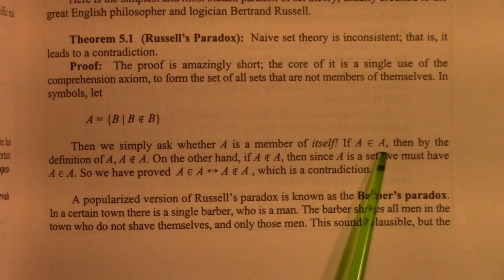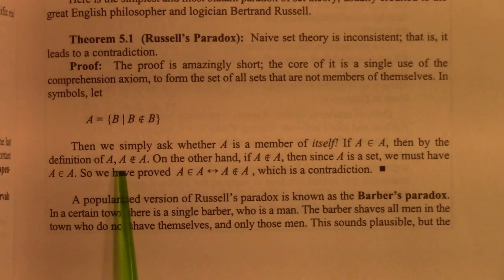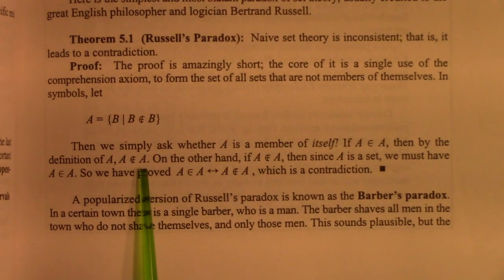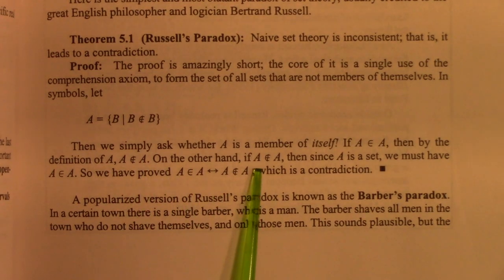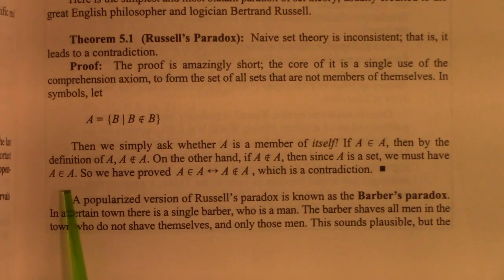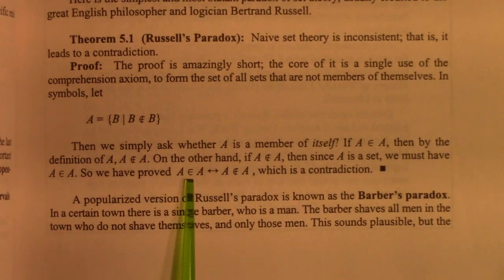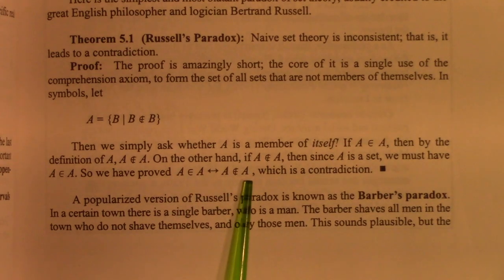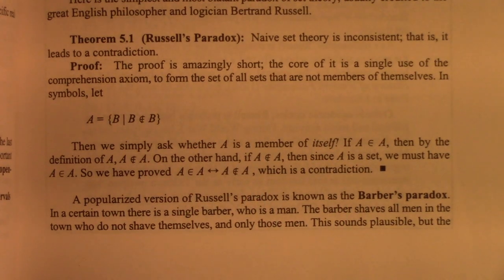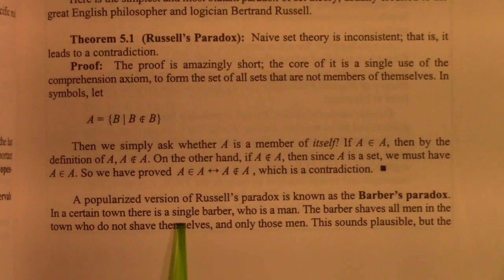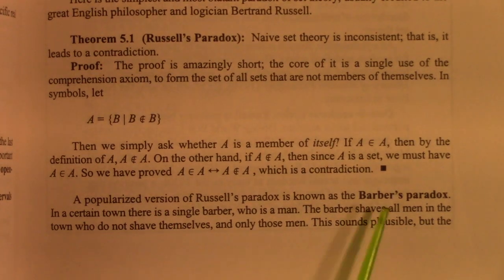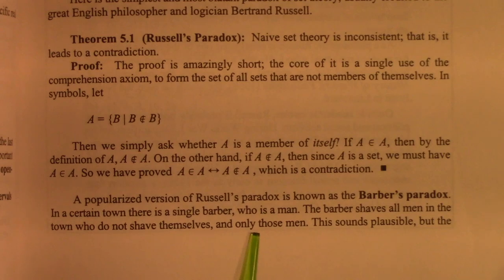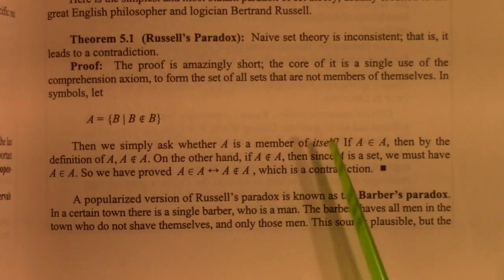Well, if A is an element of A, then by definition of A, A is not an element of A. On the other hand, if A is not an element of A, since A is a set, we must have that A is an element of A. So we've proved it's both an element of A and not an element of A, which of course is a contradiction. This is the set-theoretic analog of the barber's paradox I read you: in a certain town, there's a single barber who is a man. The barber shaves all men in the town who do not shave themselves, and only those men. So it's the same thing as this right here.